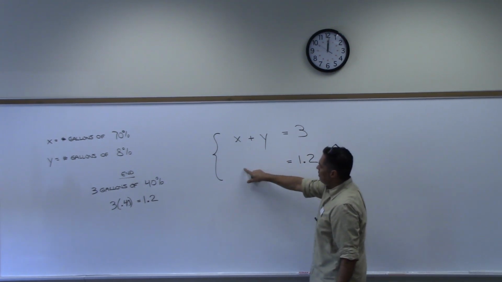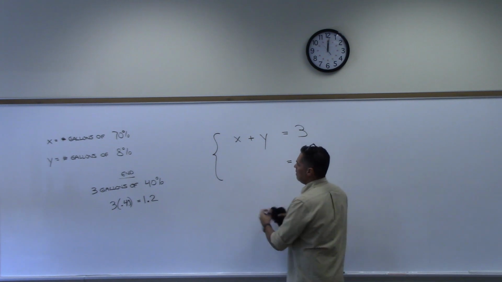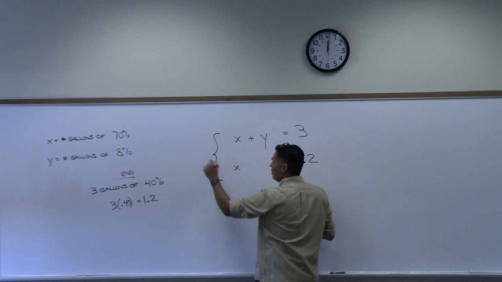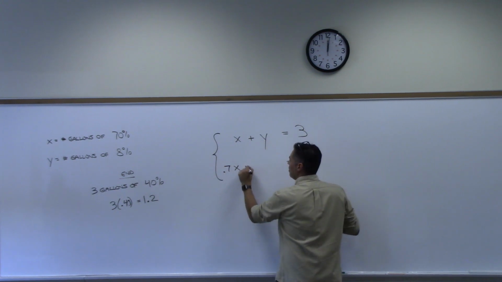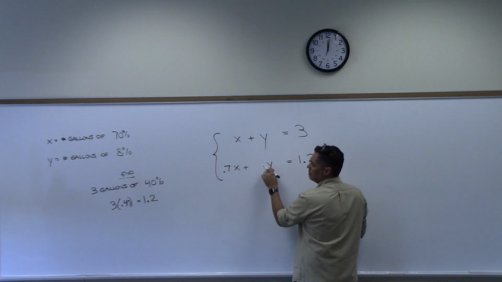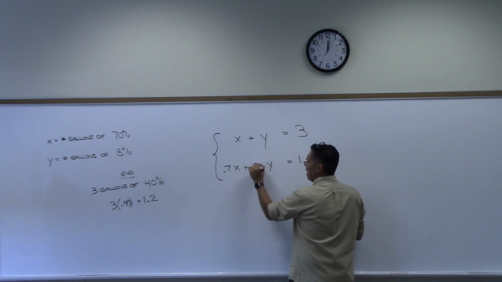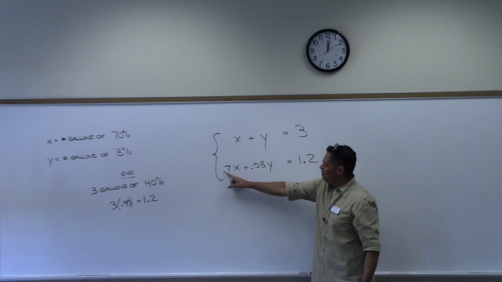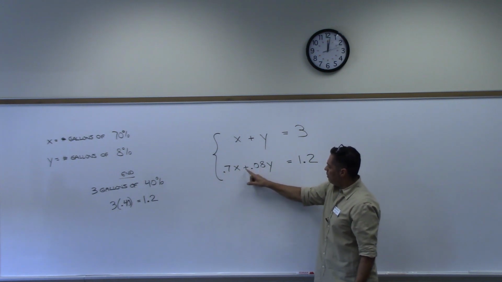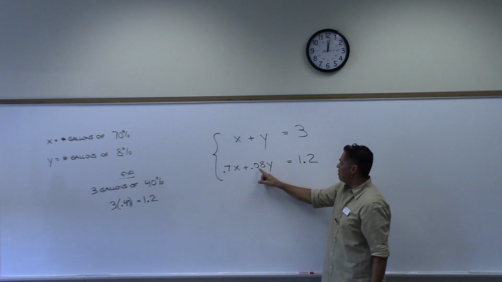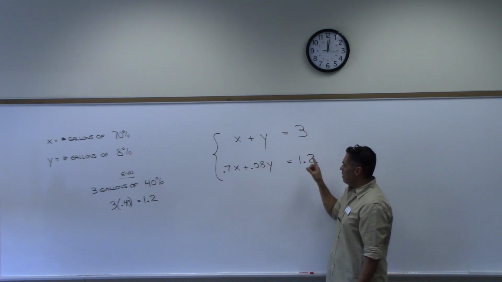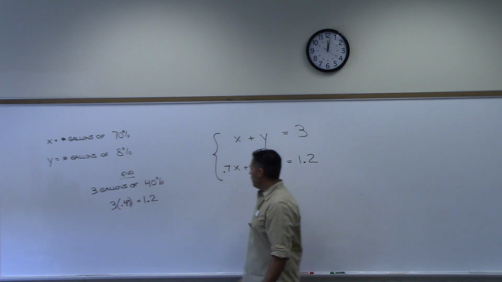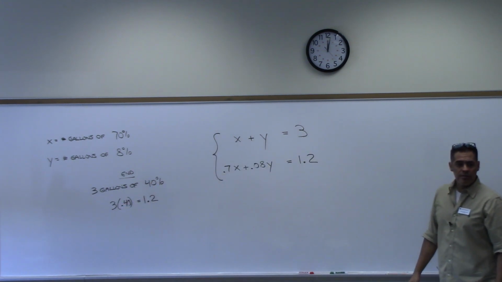And then this number is going to be the x, but what goes in front of it? 0.7, the 70%. 0.7 in front of that, and then plus now the y, what goes in front of that? 0.08. You have to convert the 8% into a decimal. So it's the percentage converted to a decimal times x plus the percentage of the other one converted to a decimal times y equals the number of gallons we had at the end times its percentage. And those are your two equations.